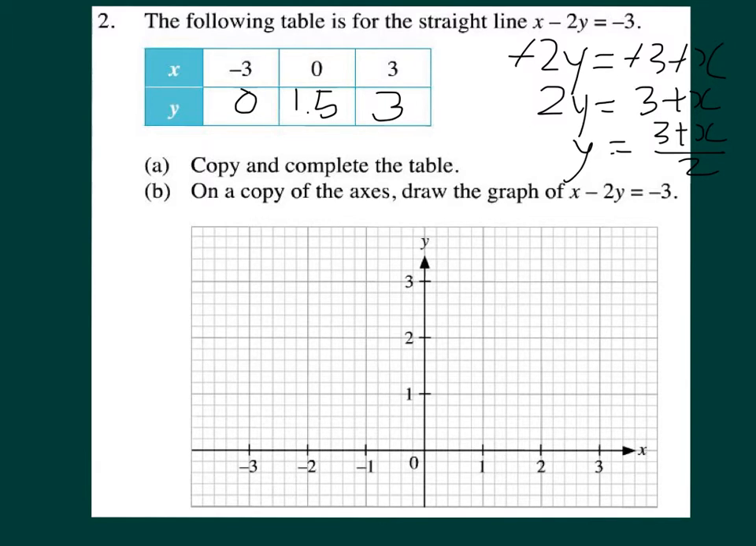Okay, and now I can mark it on the graph. Negative 3 is here. 0 is here. The y doesn't go up or down. So negative 3 and 0 is right here. Then next one, 0 and 1.5. 0 and up 1.5. So it's here.